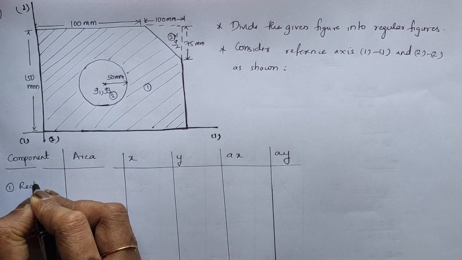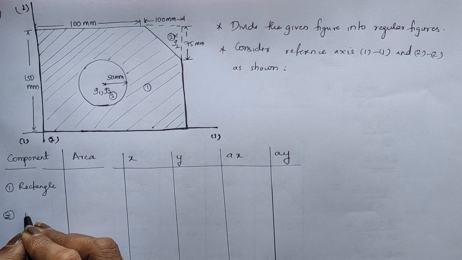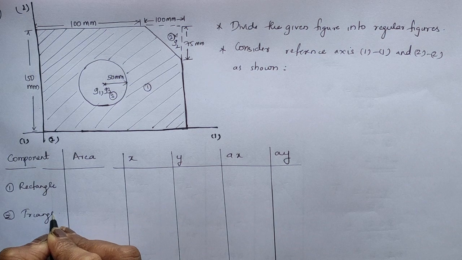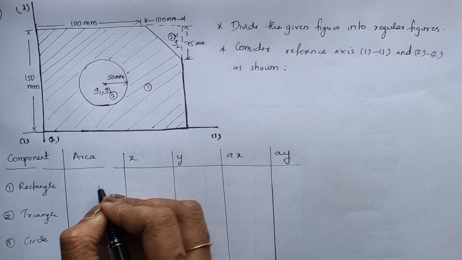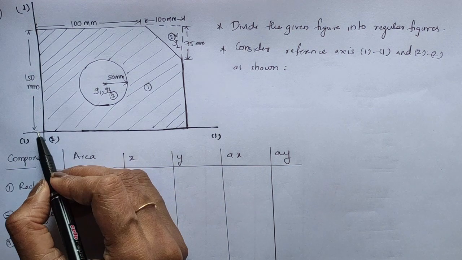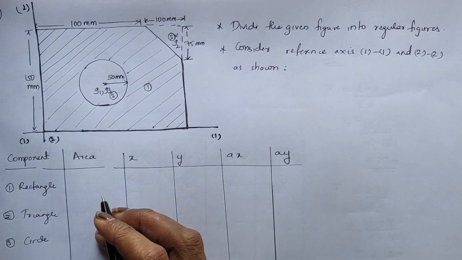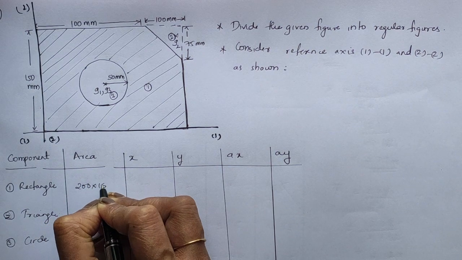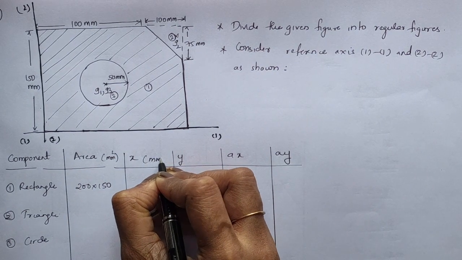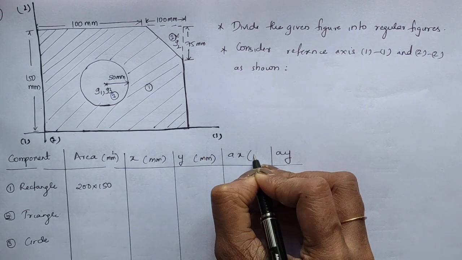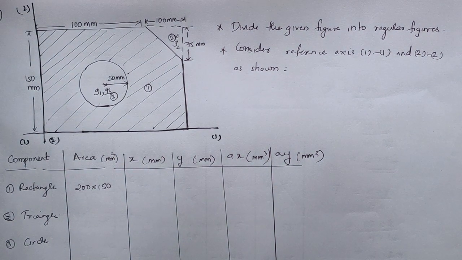Okay, now I'm writing the components here. The first component is rectangle, the big rectangle. The second component is the triangle, and the third component is the circle. Okay, I hope it's visible. So the area of rectangle, as you can see, the side is, total length is 100 plus 100, 200, and the width is 150. So you can write 200 into 150. It's in mm, so make sure you write everything in mm. Okay. So it may change according to your question for exam. So make sure you write the unit on the top so that you don't have to repeatedly write the units.